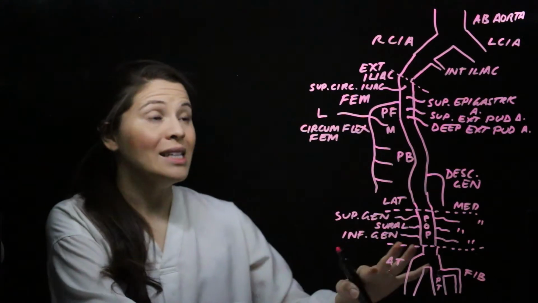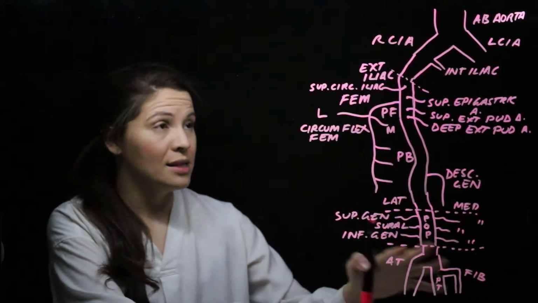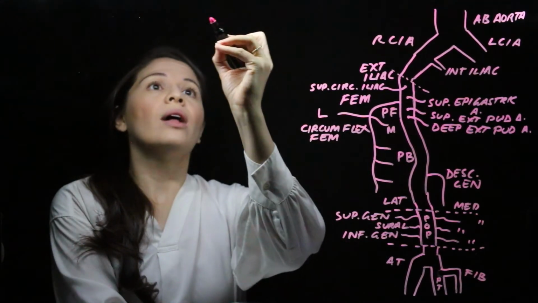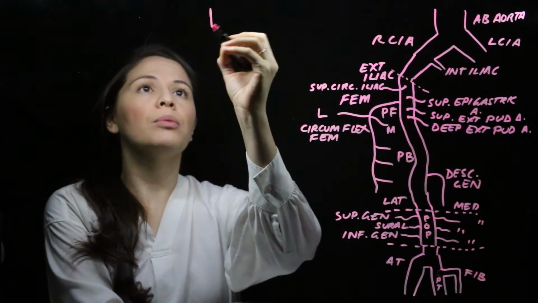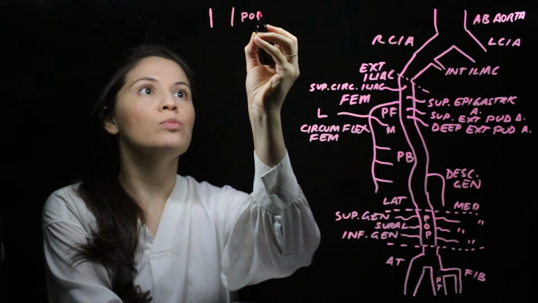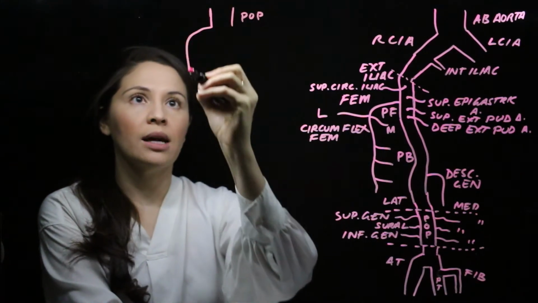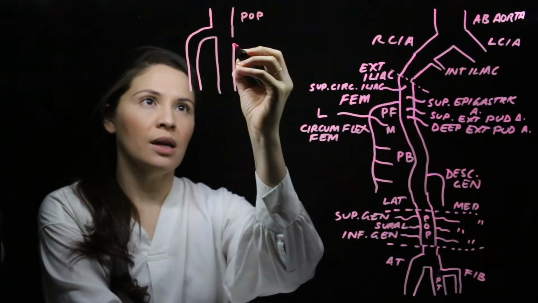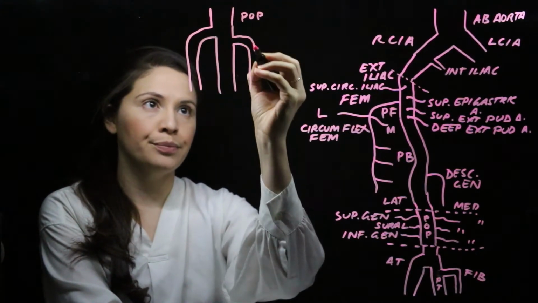Okay, so let's continue on with this branching over here. So I'll have my little popliteal. Okay, so we'll just zoom in a bit. And then we've got our anterior tibial here, our posterior tibial, and then giving off that fibula there.